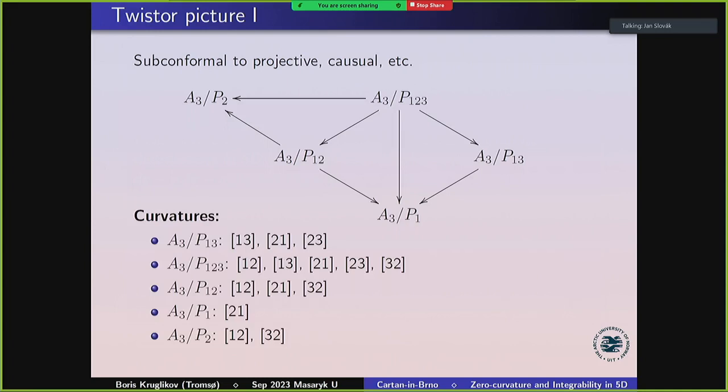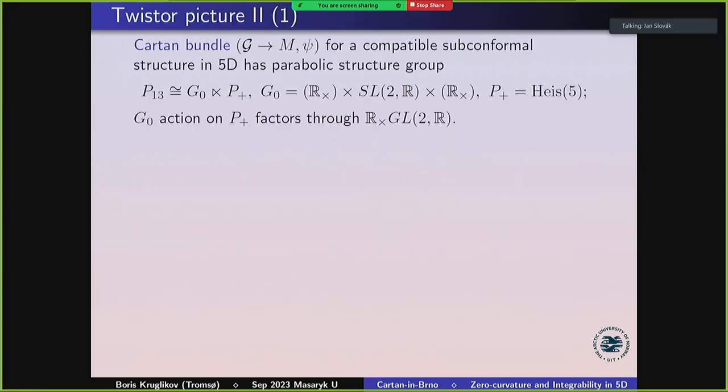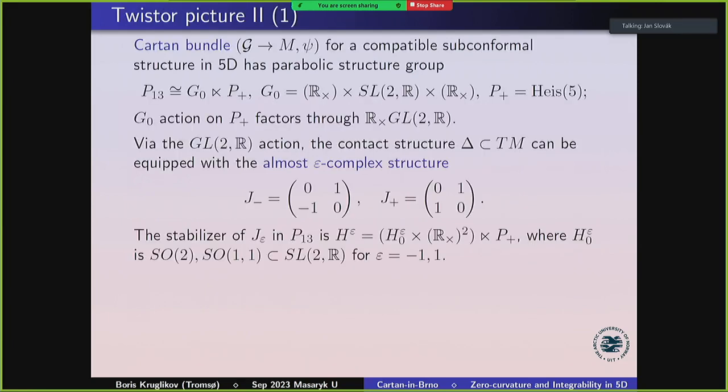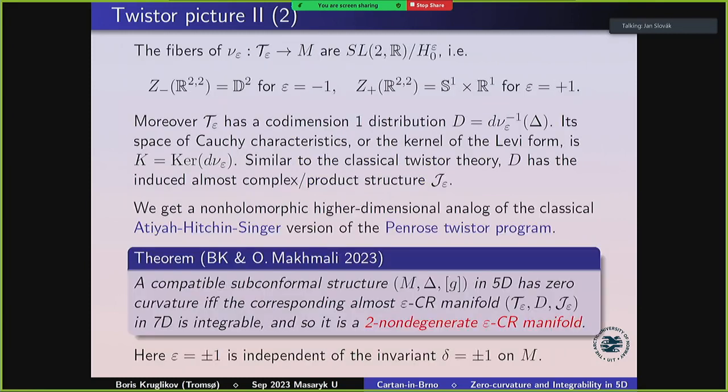And well, this can be made quite precise. So here are things discussed, which I'd like to skip. That's how things look for projective structure, but let me just drop it. There's some twistor story about 7-dimensional uniformly degenerate CR. So again, I will skip this.